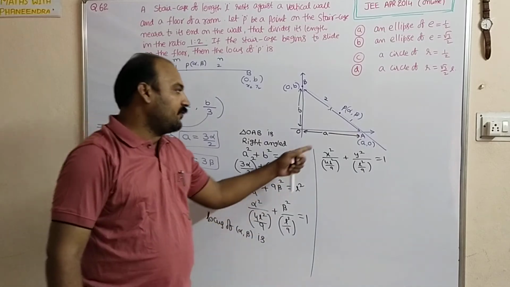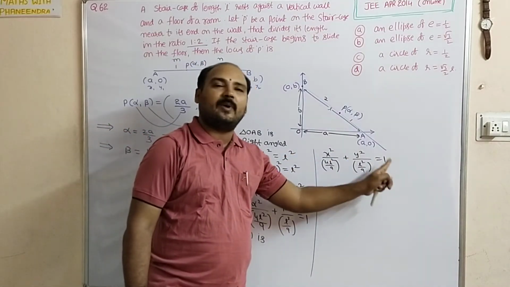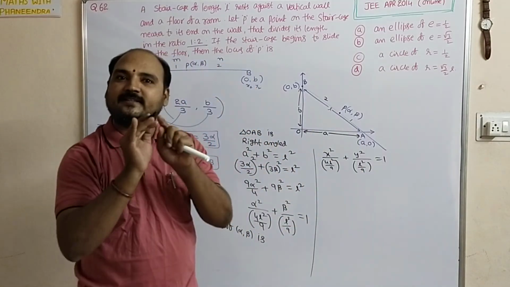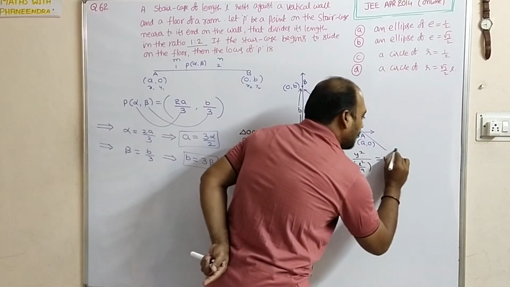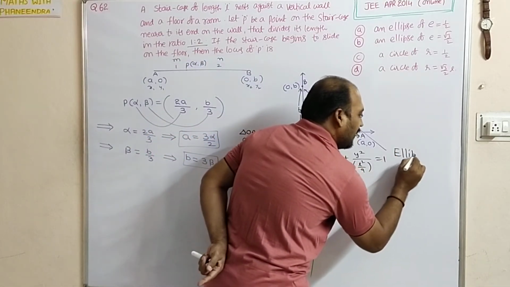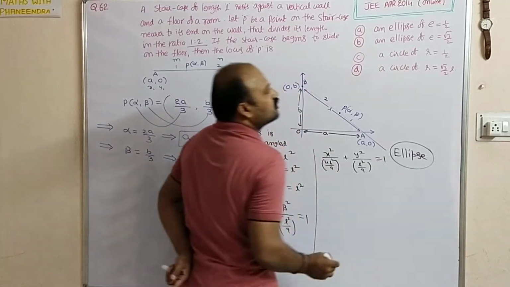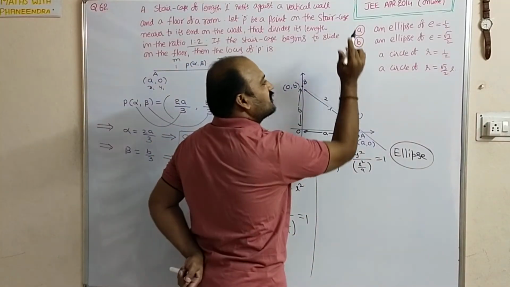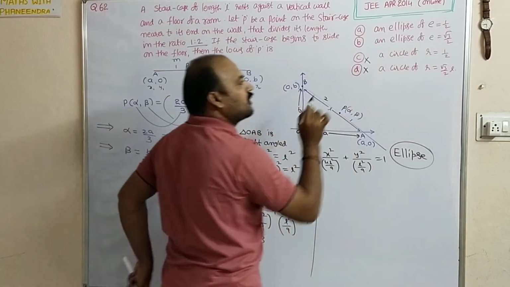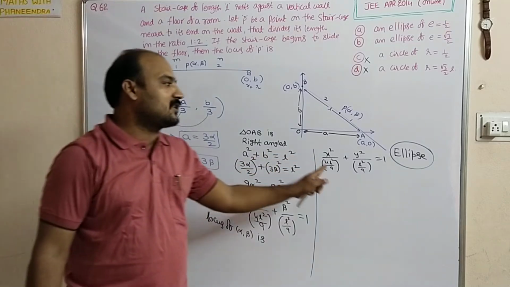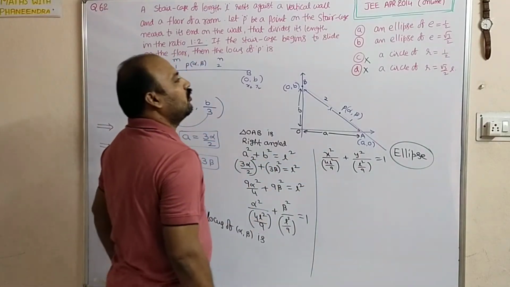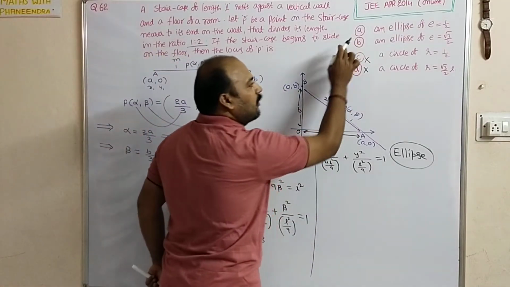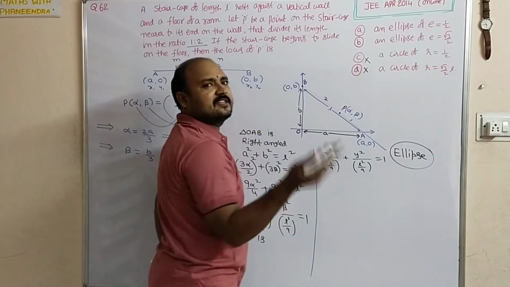It is in the form of x square by a square plus y square by b square equal to 1, which means absolutely it is an ellipse. It is an ellipse equation. We decided that it is an ellipse, so we have the first two options. The third and fourth options are not at all correct. It is not at all a circle. So we will go for either A or B. After finding the eccentricity, we will decide that.